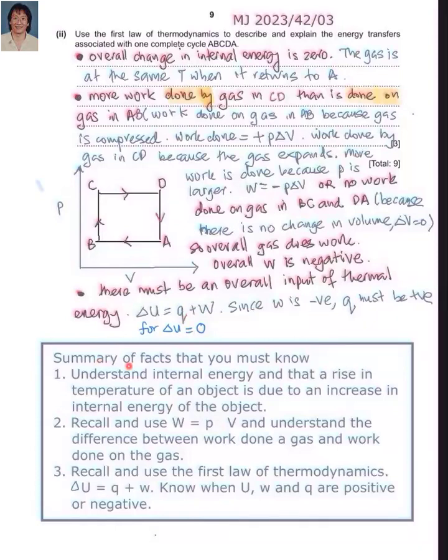And then this is a summary of the facts that you must know to solve this question. Number 1, you must understand internal energy, that a rise in temperature of an object is due to an increase in internal energy of the object. Number 2, you must be able to recall and use work done equals P times delta V, where delta V represents the change in volume, and understand the difference between work done on a gas and work done by a gas.